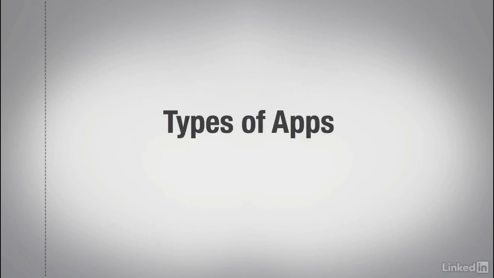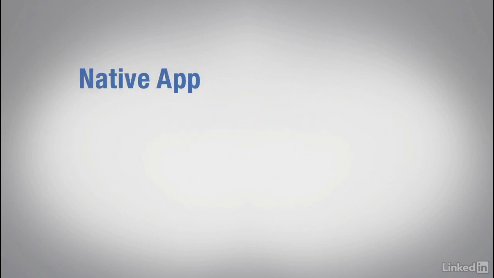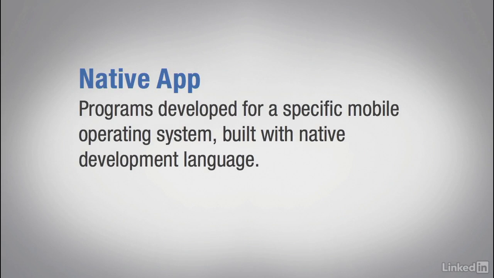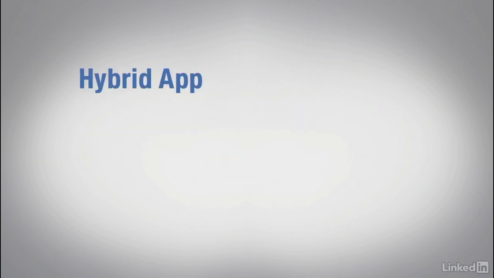When preparing to build your app, you need to consider which type of app you'd like to build. There are three types. Native apps. Native apps are programs that are developed for a specific mobile operating system, like Apple's iOS or Google Android. They are built using the device's native development language, like for Apple, it's Objective-C, and for Android, it's Java, C++, or Python.